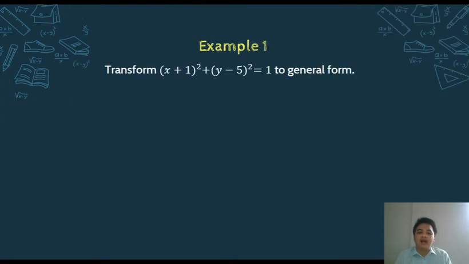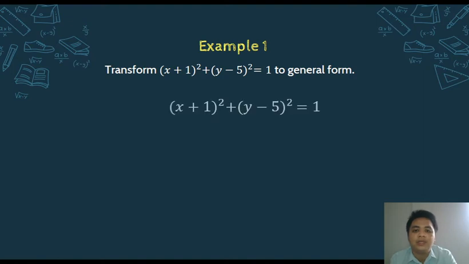So let's have our first example. Let us transform x plus 1 squared plus the square of y minus 5 is equal to 1. So ang unang gagawin natin to transform it papuntang general form is to square the two binomials. I-square natin or i-expand natin yung dalawang binomials na nasa equation. So observe that meron kang dalawang binomials na naka-squared. Yun yung x plus 1 tsaka y minus 5.